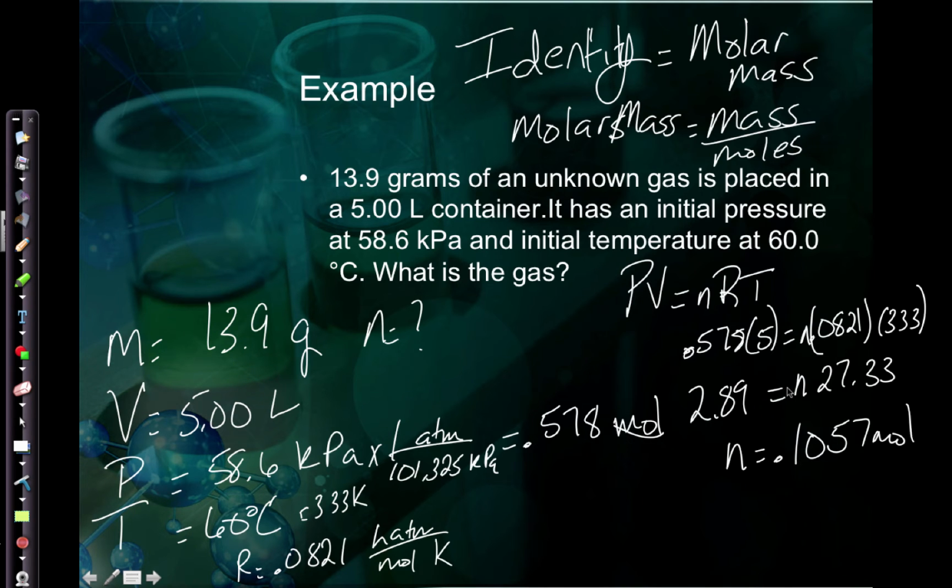All right, so now I have my number of moles and I have my mass, so I can figure out what my molar mass is. My mass is 13.9, and now I'm figuring out the molar mass by dividing by the moles.